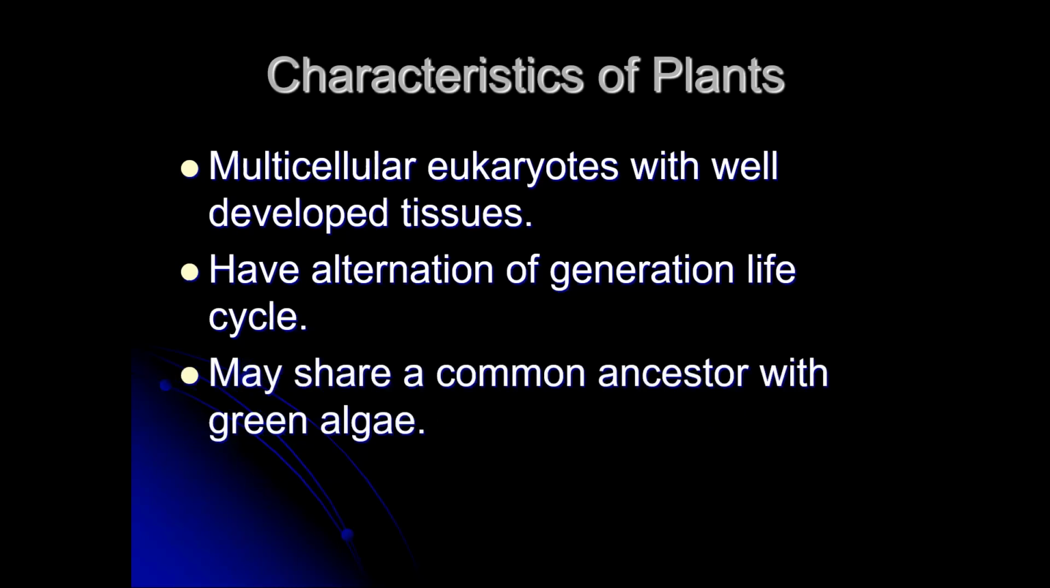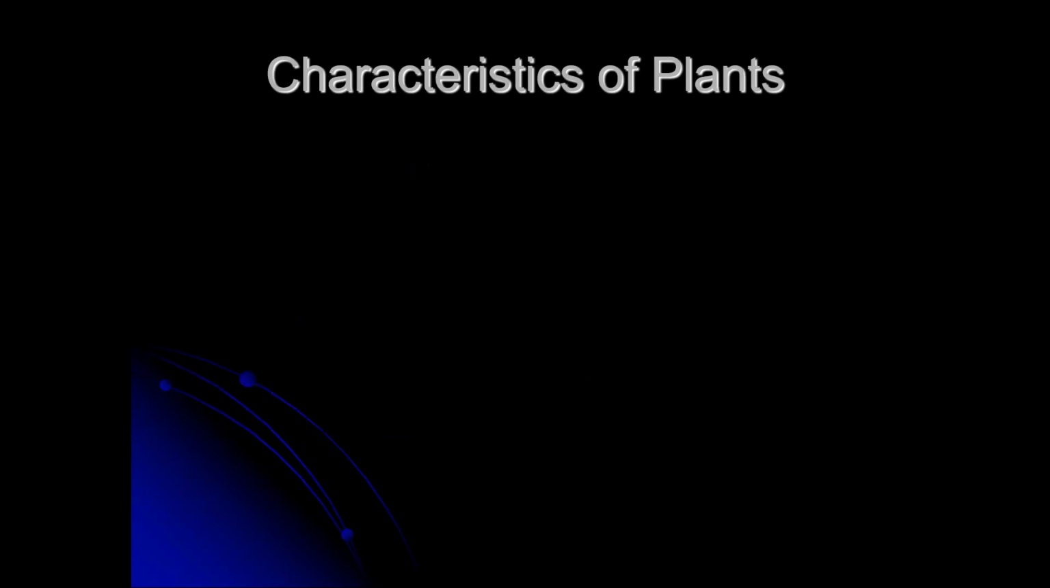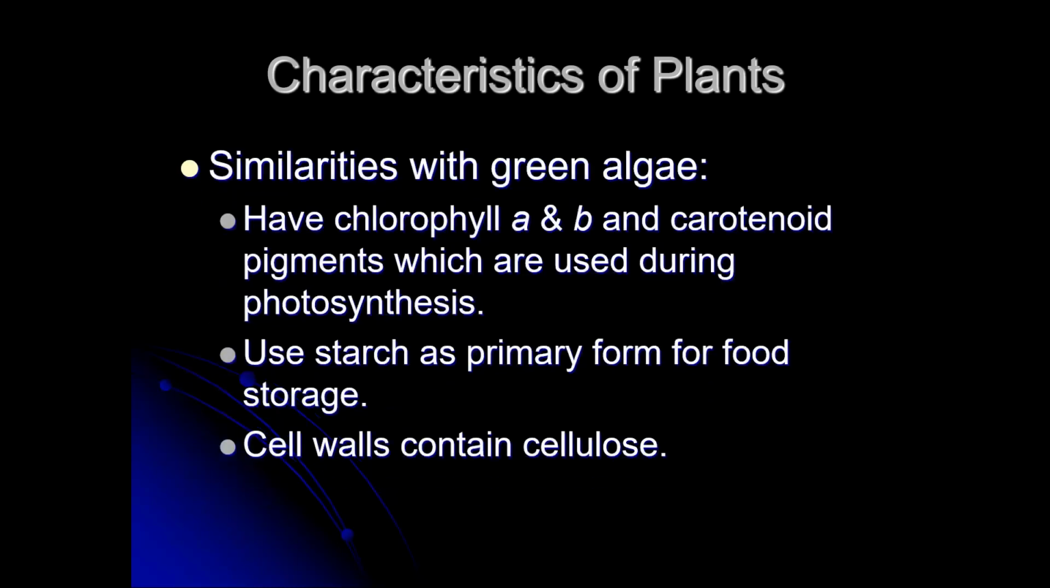And because of the similarities between the green algae and the plants, we think they share a common ancestor. And those similarities are these things right here. You have seen this slide before. This was in the algae, and it was worded similarly. It said similarities with plants instead of with green algae. Same 3 points, so if you memorized them then, you've got them already. They have chlorophyll A and B and carotenoid pigments, which are used in photosynthesis. They use starch, and they have cellulose.